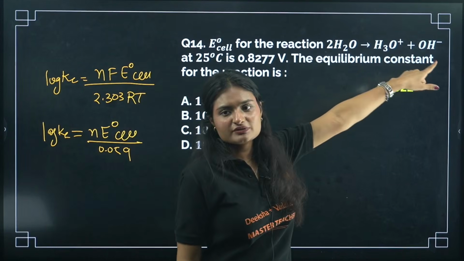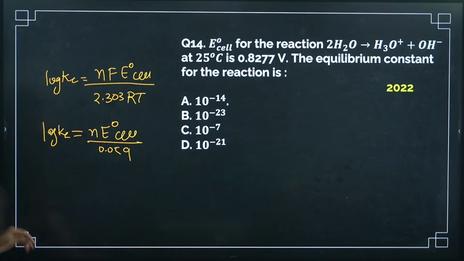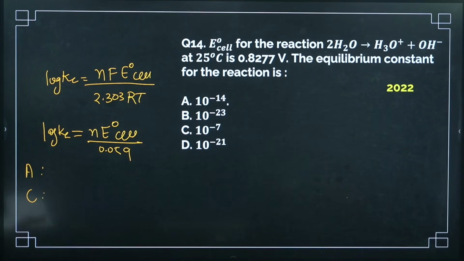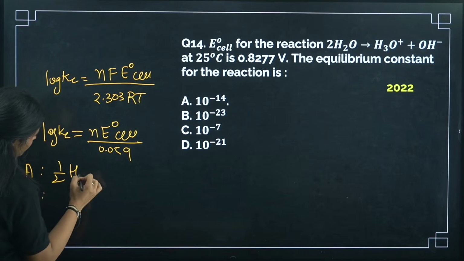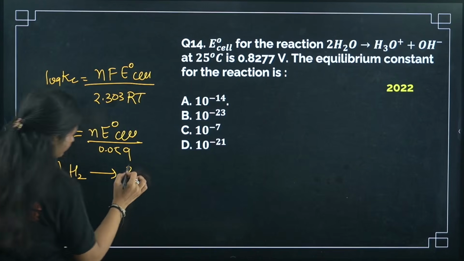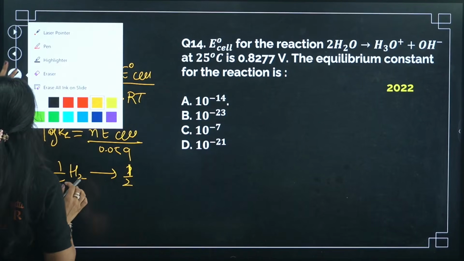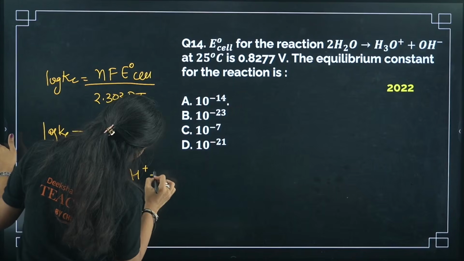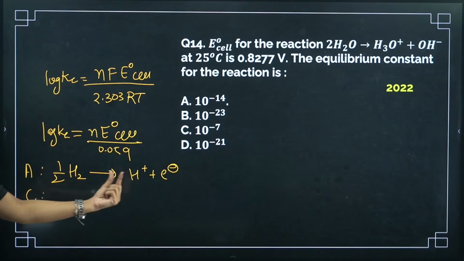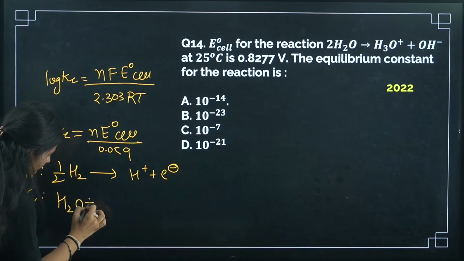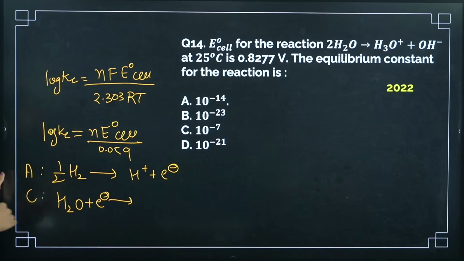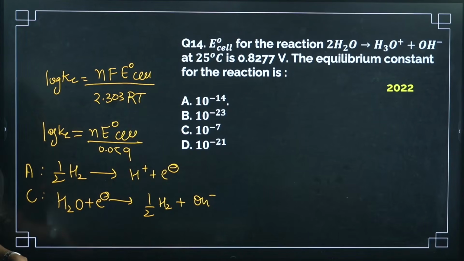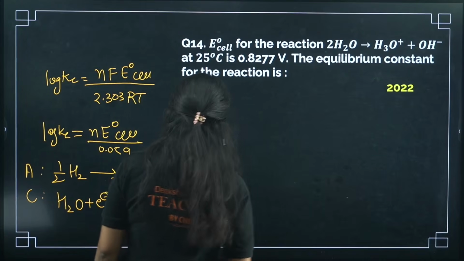Now here there is a little variation happening. Where H2O, H positive and OH negative, how many electrons are involved here? What reactions are happening at anode and what reactions are happening at cathode? So at anode, half H2 is getting converted into H positive and losing one electron. At cathode, this one electron is added to H2O, and what are we getting here? Half H2 plus OH negative. So how many electrons are involved here? n equals 1 electron is involved here.